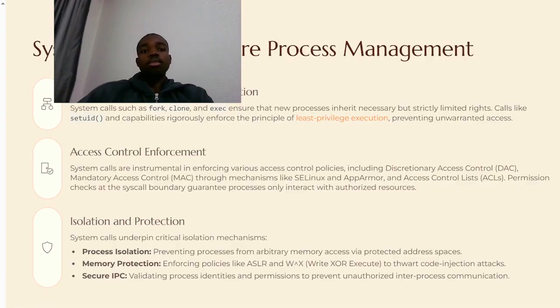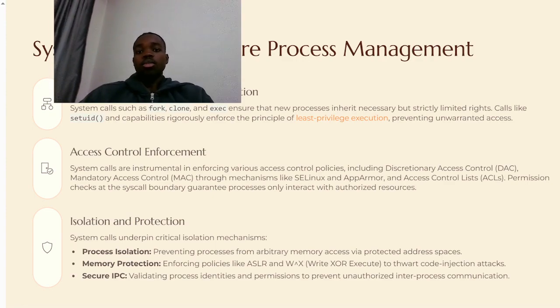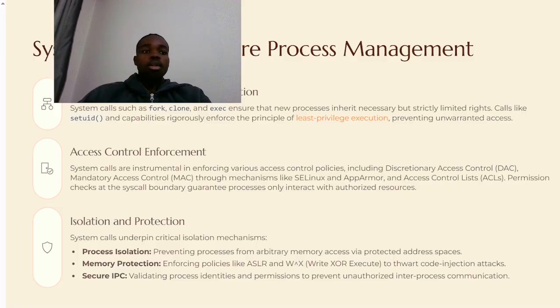Now we have system calls and secure process management. Process creation, privilege, and separation. System calls such as fork, clone, and exec ensure that new processes inherit necessary but strictly limited rights. Calls like setuid and capabilities rigorously enforce the principle of least privilege execution, preventing unwarranted access.